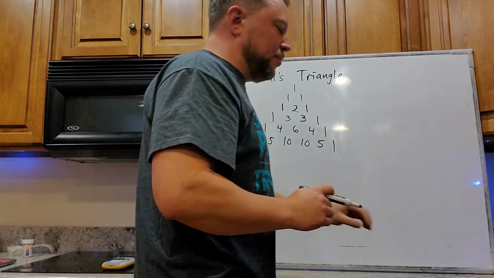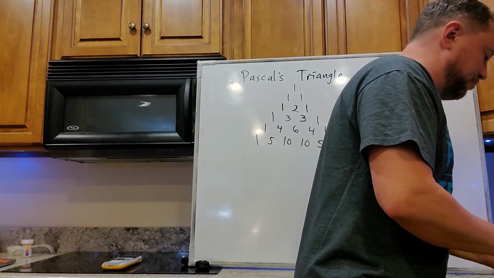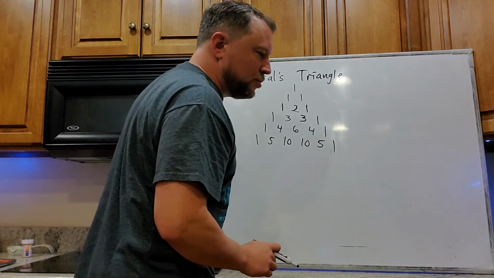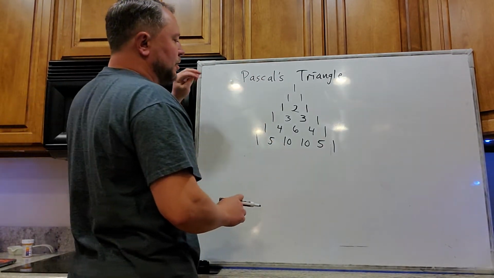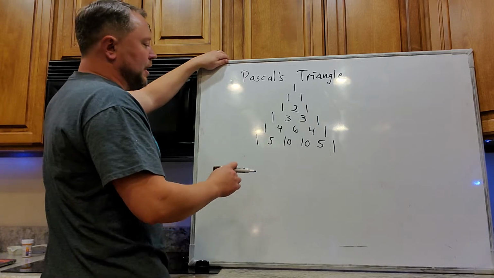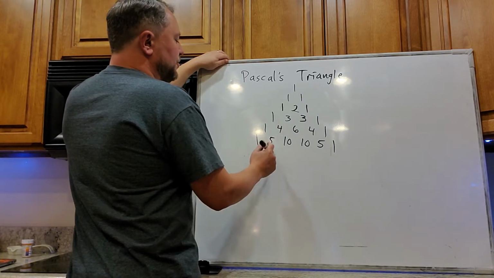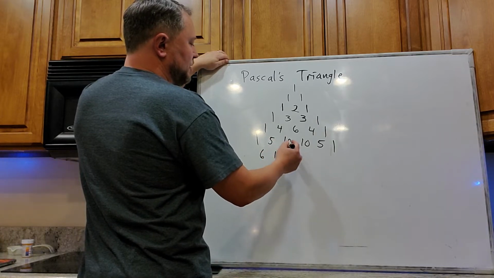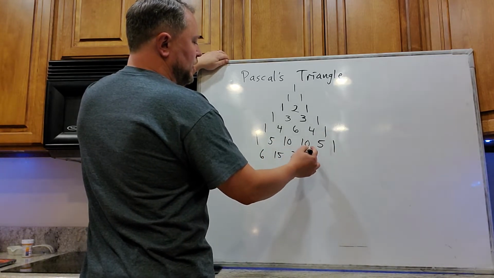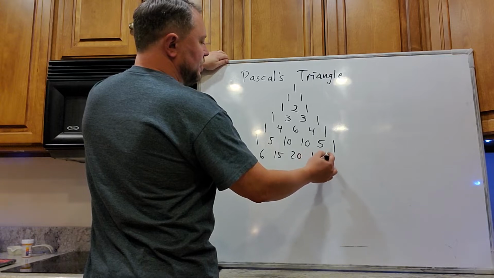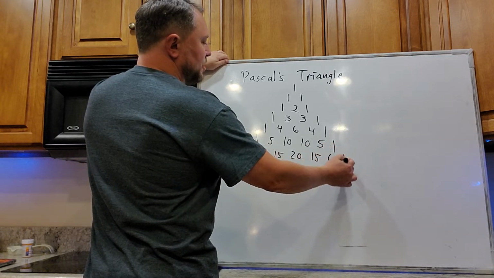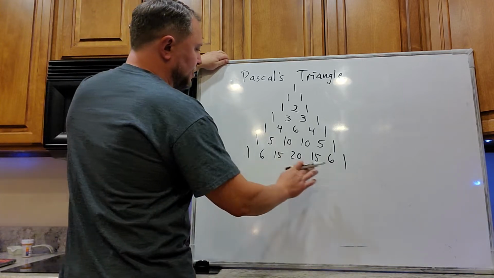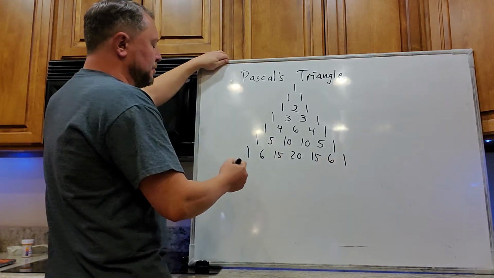Okay, I want to keep going with this. I want to do 2 more rows of this, and then I'll show you something that happens here. So 1 plus 5, 6. 5 plus 10, 15. 10 plus 10, 20. 10 plus 5, 15. 5 plus 1 is 6. 1, 1. Okay, do 1 more row of these, and then I'll be able to show you what happens.